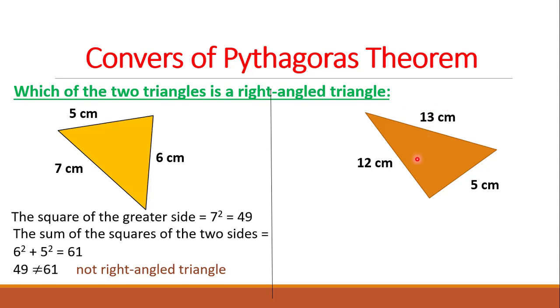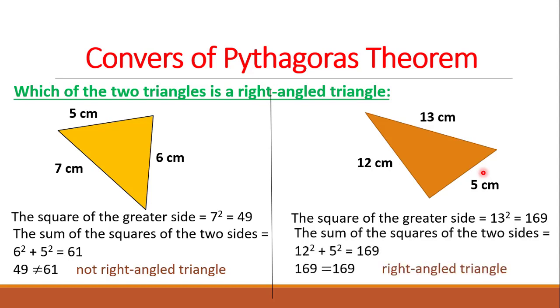Let's look at the second one. The greater side here is 13 centimeters, so I'll calculate 13 power 2 equals 169. Then I'll calculate 5 power 2 plus 12 power 2, which also equals 169. So this triangle is a right angled triangle.